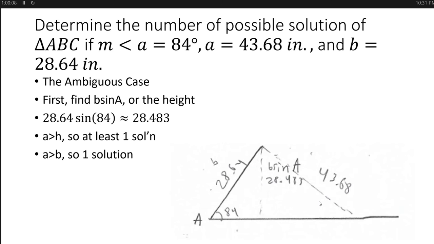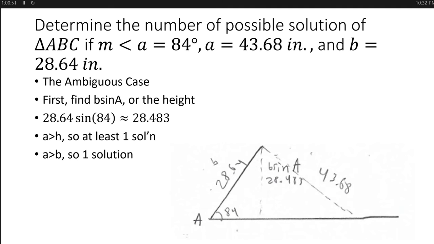That's our height. And so now to figure out how many solutions we have, we have to compare our side that we're trying to fit in somewhere along this line, which is 43.68, to b, which is this, and h, which is this. So we know that a is greater than h. So we know we have at least one solution, because if it was less, then it would never touch this line, and we would have zero solutions. And a is greater than b, so there's one solution. If it was less than b, then we could have it either here or here. But since it's greater than b, we can't have it going this way, because then this angle will get messed up. So it's just this.